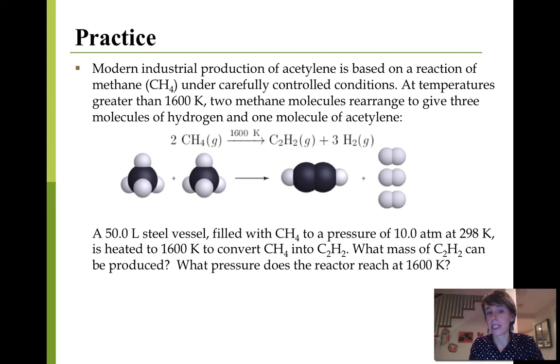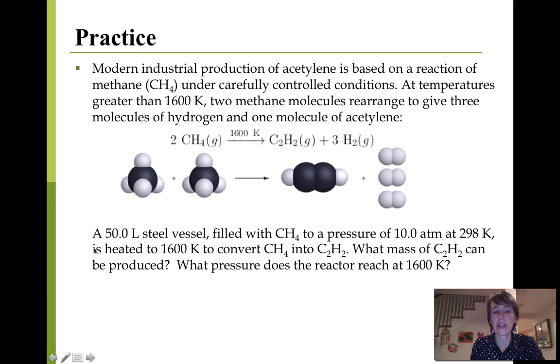Now I want you guys to look at this reaction carefully. We're starting out with two molecules, or 2 moles, and when they combine, we end up with more molecules. We have 1 mole of acetylene, but we have these 3 molecules of hydrogen. So we went from a total of 2 to a total of 4 molecules. That's going to have an impact on this problem. So the problem is asking for the total mass of acetylene that can be produced, and then also the pressure of the reactor once the reaction's over.